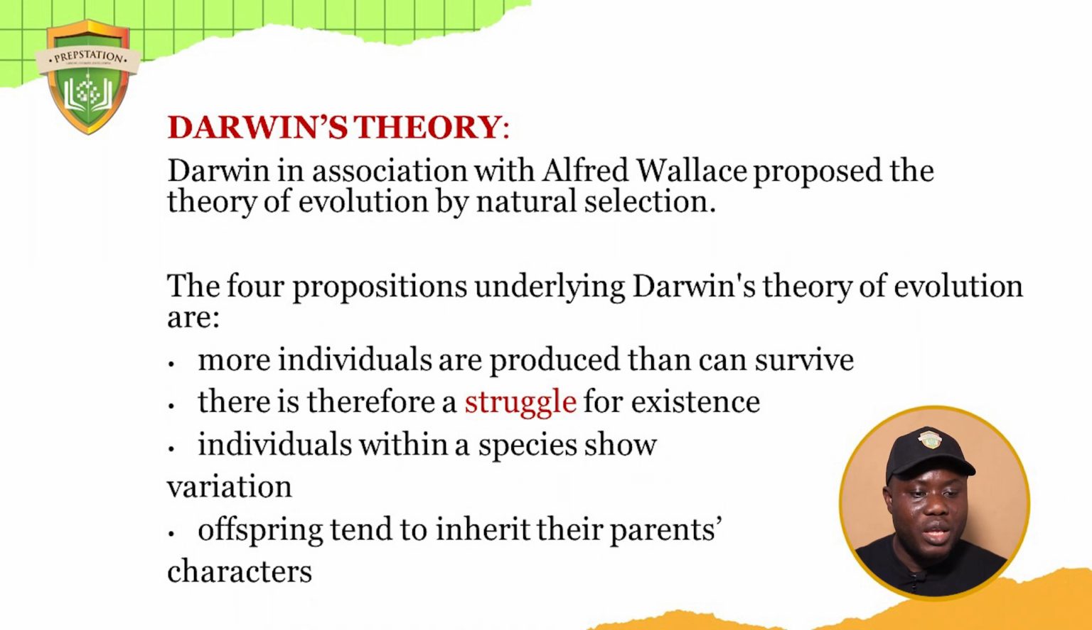Now the four propositions underlying Darwin's theory of evolution are: number one, more individuals are produced than can survive. That suggests why some are naturally selected, because those that are not selected naturally will definitely not make it. They will die. Then there is therefore a struggle for existence. We call it what? Survival of the fittest.